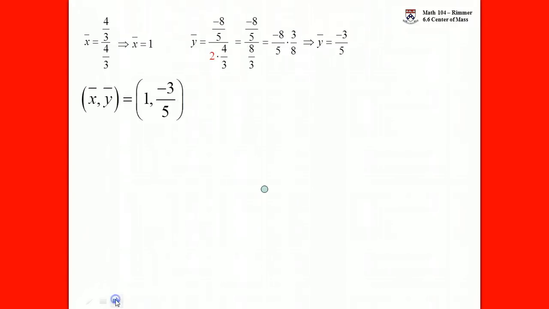Oh, there's something skipped here. Sorry, there's a lot of stuff skipped. This is out of order here. Sorry. Y bar is the moment about the x divided by twice the mass, from the formula. Or take half of the moment about the x. Either way you want to do it. So negative 8 fifths, and if you double 4 thirds, you get 8 thirds. So the 8's cancel, and you get negative 3 fifths.